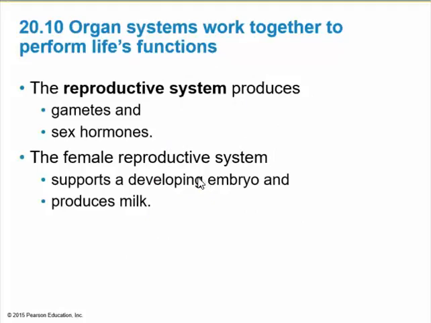Reproductive system, gametes, sperm and egg, sex hormones, testosterone, the different estrogens, progesterone, things like that. The female system can carry out a pregnancy, and also produce milk.